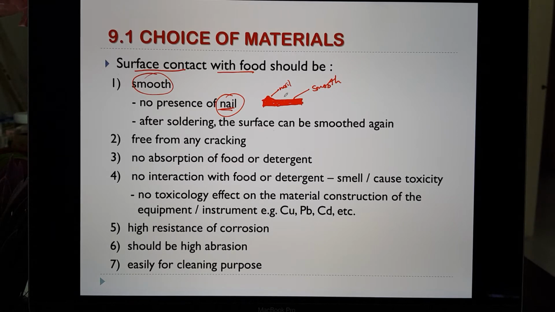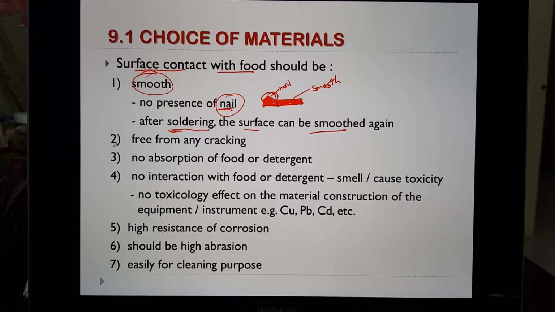However, due to the construction, somehow there will be a bump on the surface. This is known as the nail of the surface, so there should be no presence of nail. And after soldering, which is when we want to join two materials, for example stainless steel, we need to solder the surface. After soldering, the surface can be smoothed again. So this is one of the factors in choosing the material.